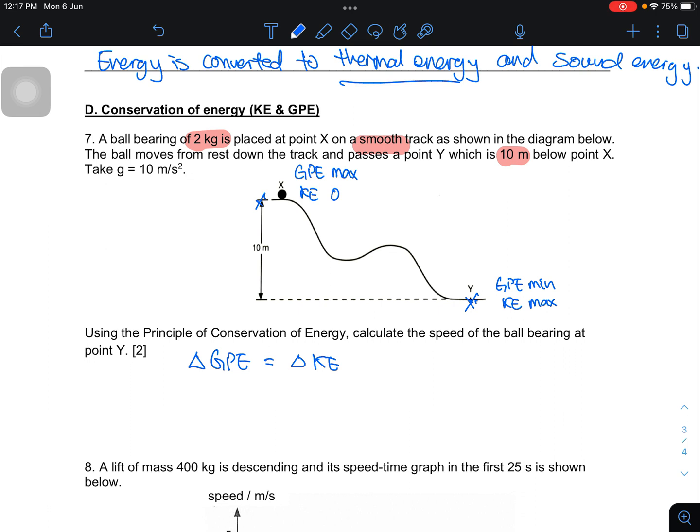So what is the loss in GPE? The formula will be mgh, right? Loss in mgh equals the gain in half mv squared.